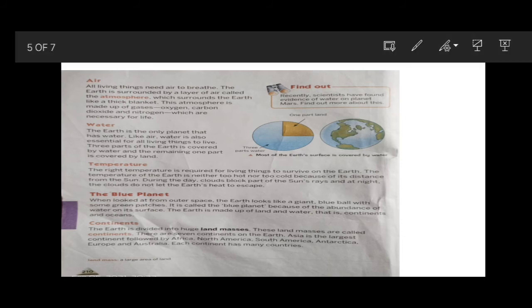Now we will discuss continents. The Earth is divided into huge land masses. These land masses are called continents. There are 7 continents on the Earth. Asia is the largest continent, followed by Africa, North America, South America, Antarctica, Europe and Australia. Each continent has many countries.